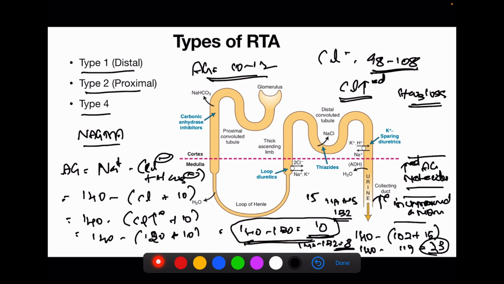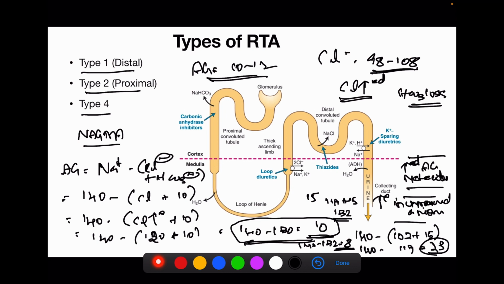Because there is this tendency to maintain electrical neutrality, whatever anion is increasing in the body, it takes the place of bicarbonate. Okay, so if the bicarbonate goes down, the unmeasured anion is going to go up. So that is the case with increased anion gap metabolic acidosis.